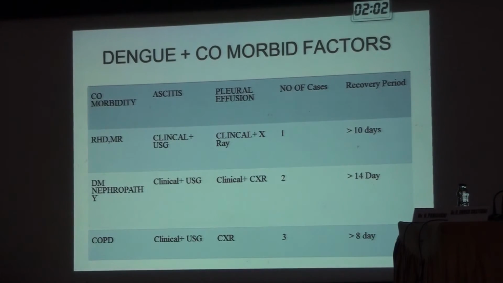So we had few patients who, along with dengue, had other comorbid factors. And the message from this slide is, whenever there is dengue with comorbid factors, the recovery period is usually more. The other cases recovered within 3 to 4 days, 5 at best. These patients usually took more than 2 weeks.